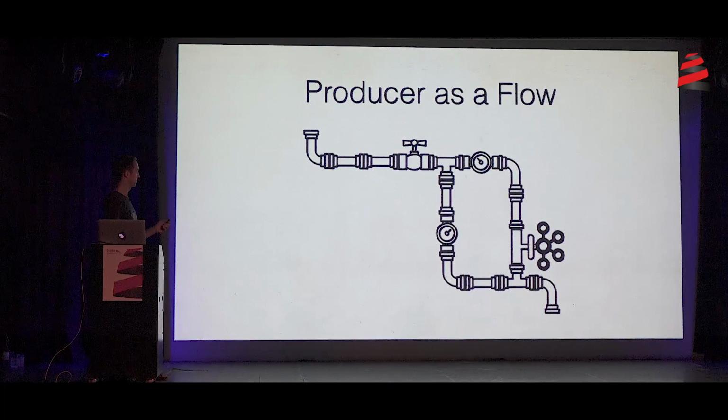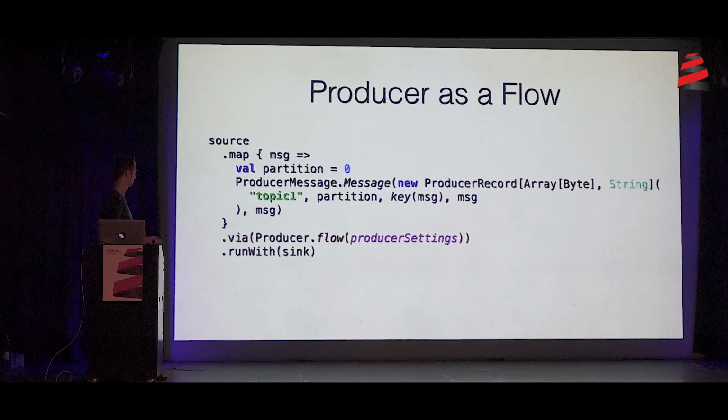Okay, a very common case, producer as a flow. We have a stage for that, which is producer.flow. Again, we put it inside the stream using the via combinator. So here, the stream has some source, some sink, and somewhere in between, we can use via and put our Kafka element here. And we don't need to care about callbacks, blocking calls, anything like this.